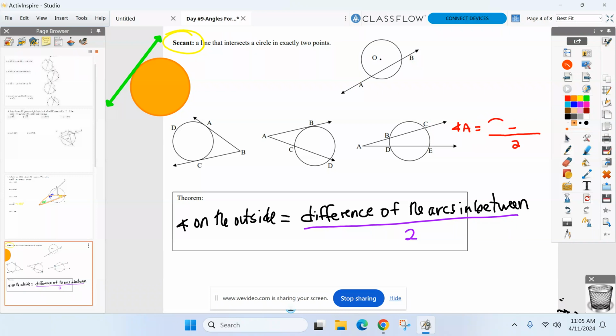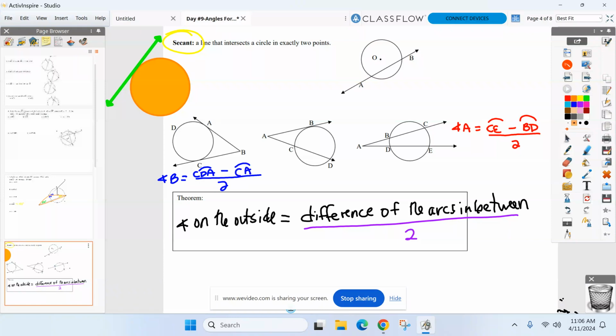Everyone see what I mean by in between? Inside it. So arc CE, and I'd subtract from it arc, what's the smaller arc in between it? BD. Good. Let's go over this first diagram. Angle B is the angle on the outside. Tell me what 2 arcs I should be subtracting here before I divide by 2. What's the bigger arc? CDA. That's why the D's there, right? And then I'd subtract from it arc CA, yes.